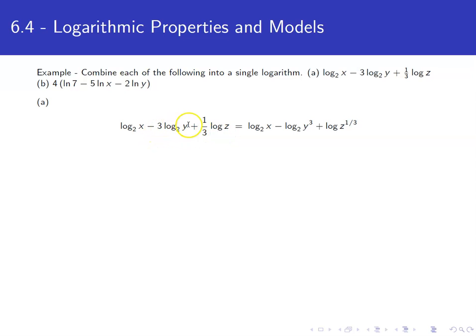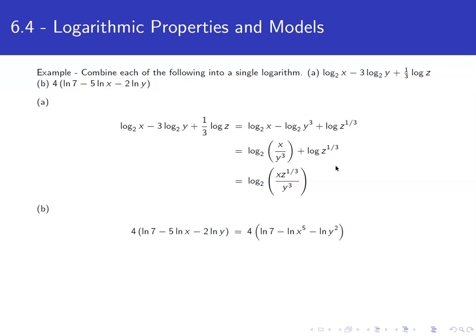First thing I can do is bring the constants that are in front up as exponents. So in the second term, we get log base 2 of y cubed. And in the third term, we get log base 2 of z to the 1/3. I have a difference of logs in the first two terms, so I can rewrite that as a quotient: log base 2 of x over y cubed plus log base 2 again, z to the 1/3. Now because we have a sum, we can rewrite it as a product. So we can rewrite this as a final answer of log base 2 of x z to the 1/3 over y cubed.